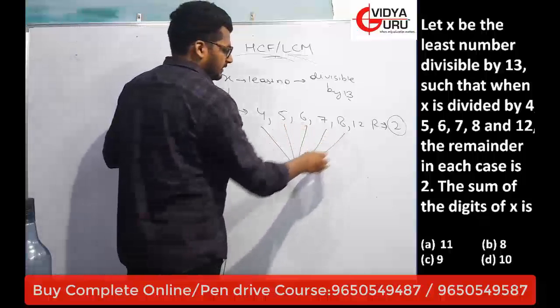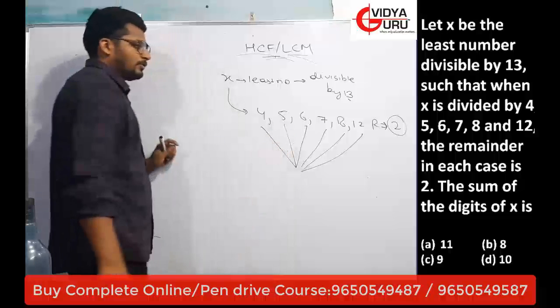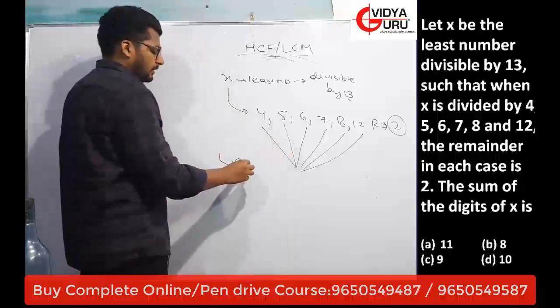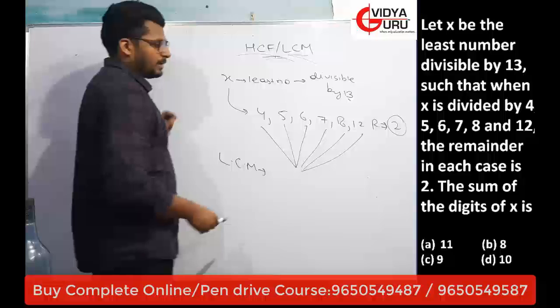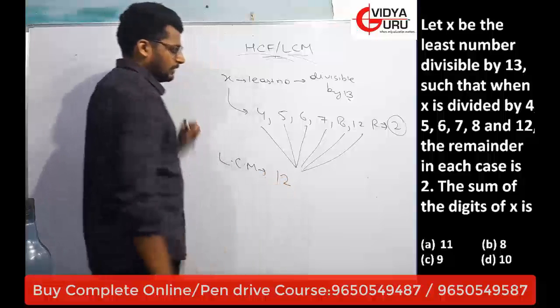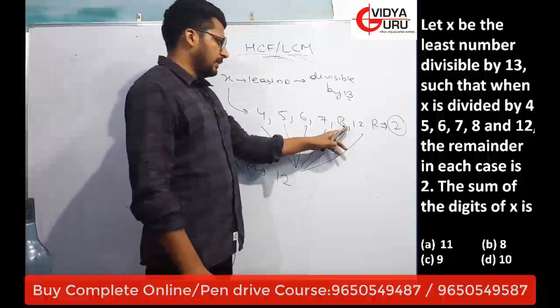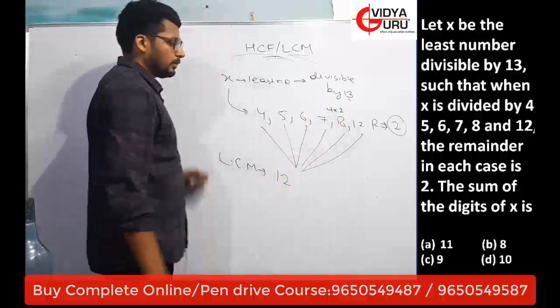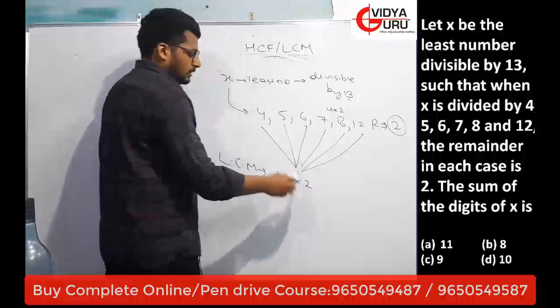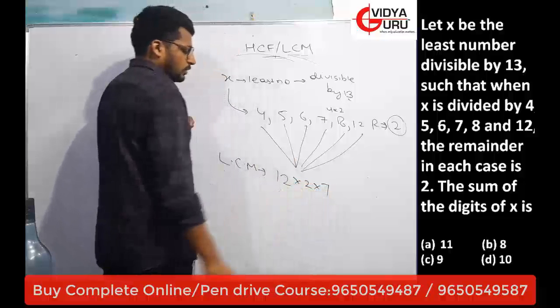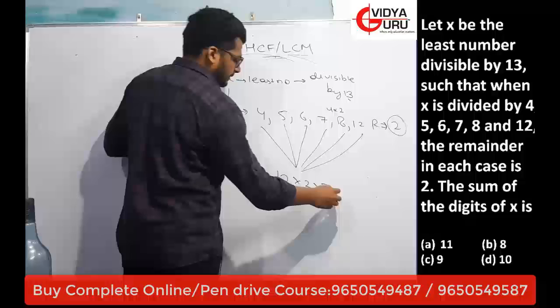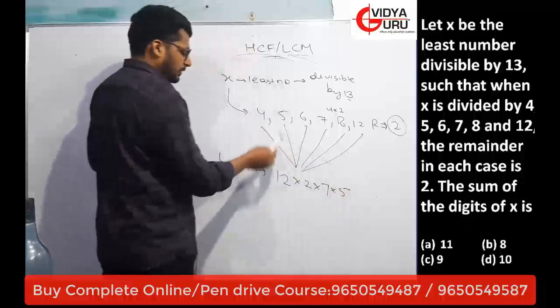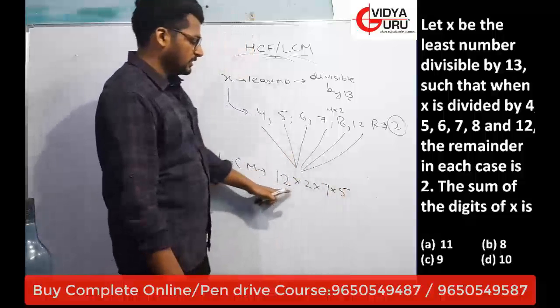First we will find the least number which is divisible by 4, 5, 6, 7, 8, 12. It will be what? The LCM of these numbers. How can we find the LCM? We will take 12 as the LCM, and 8 is formed by 4 into 2. 4 is already included in 12, so we will multiply it by 2. We will multiply it by 7 because 7 is not present here, but 6 is present here. We will multiply it by 5. 4 is already present in 12, so this is the LCM.